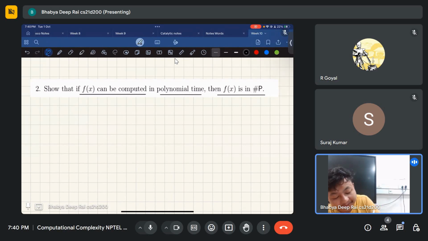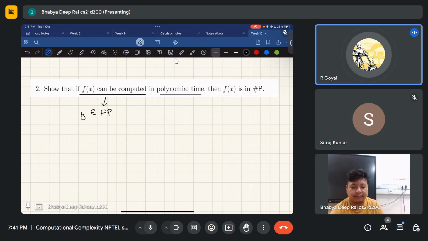So f(x) can be computed in polynomial time means that f is in FP. So this simply means that FP is contained in sharp P. Okay, so what is sharp P? Sharp P means if f(x) is in sharp P, there is a Turing machine where the number of accepting paths is exactly f of x.